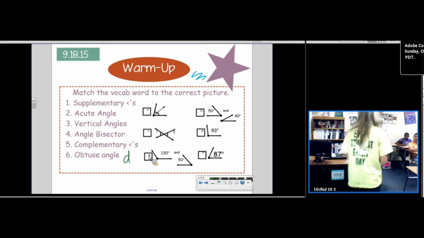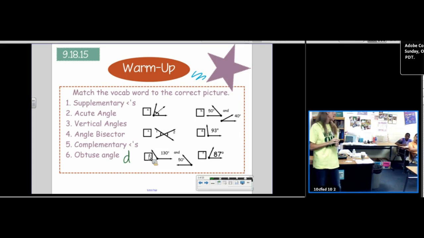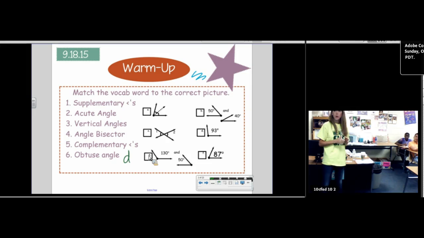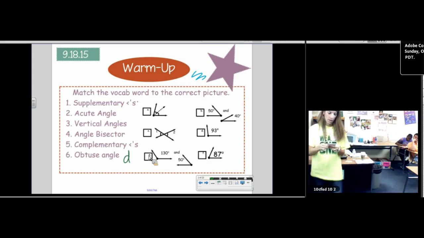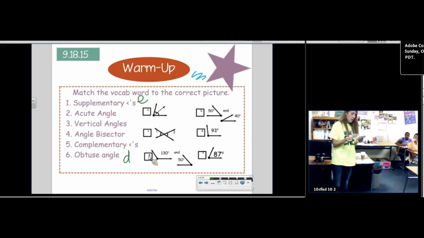Number 1, supplementary angles are angles that add up to 180. So which one would it be? Which ones add up to 180? Which one's 2 angles that add up to 180?